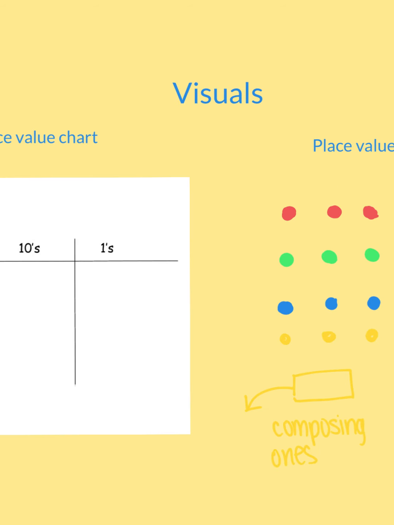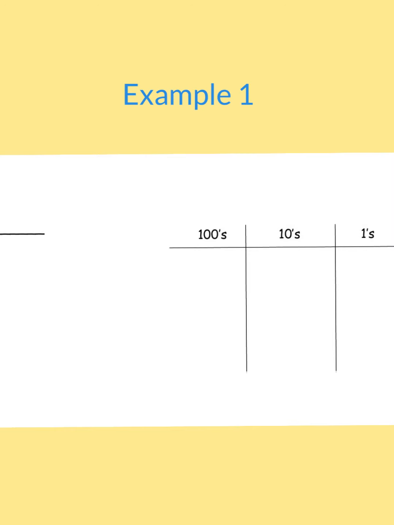And our visuals we will use are our place value chart and place value discs. Red and green will be for the individual numbers, and then blue will be with the composing the tens to carry over to the 100s place, and then yellow will be our composing ones to take over to the tens place. In our first example, we have 65 plus 36.